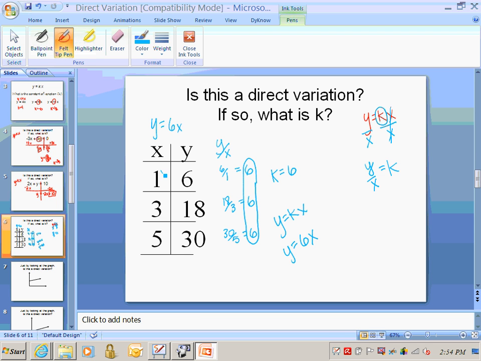And if I fill that in here, y equals 6 times x. If I do 1 times 6, that's going to give me 6. 3 times 6, that's going to give me 18. 5 times 6 is going to give me 30. So that's what's useful about a direct variation.